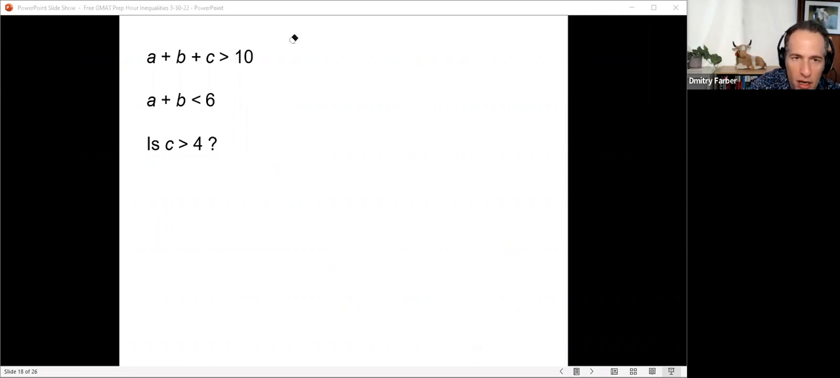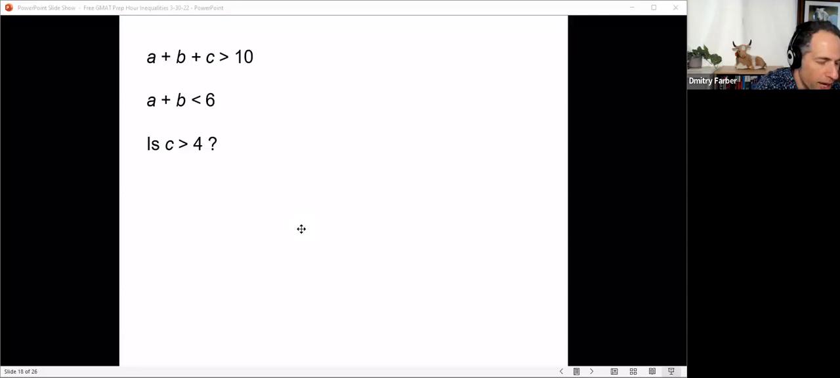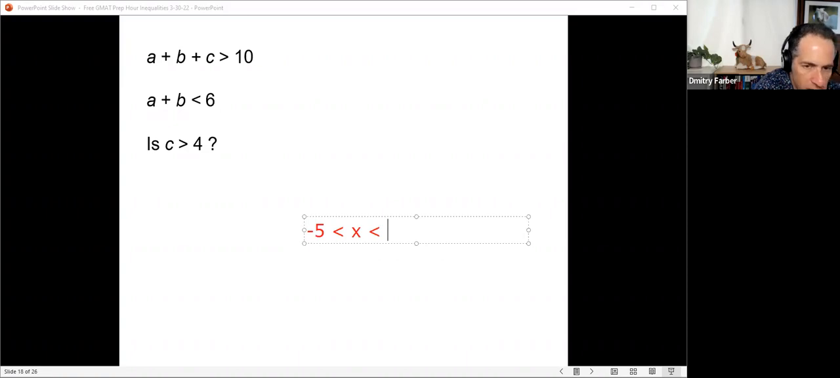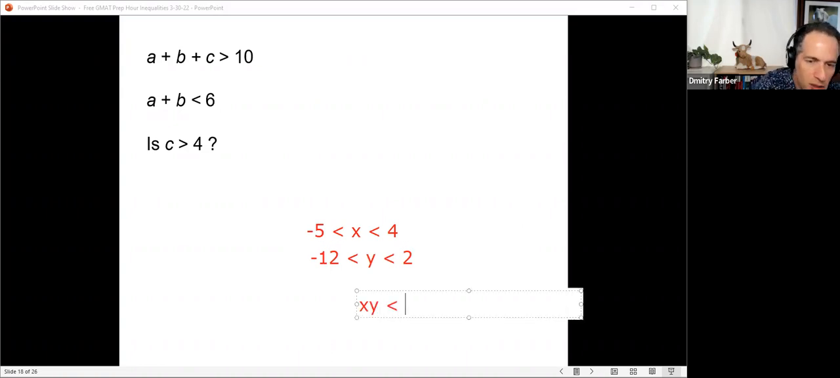Sometimes you'll see hard limits if you have a dual-sided one. So imagine that I've got something like -5 is less than x is less than 4. And let's say I've got something like this. -12 is less than y is less than 2. And I might want to think about what the range of xy could be. So ignoring the less than part, just, what's the upper limit for xy?